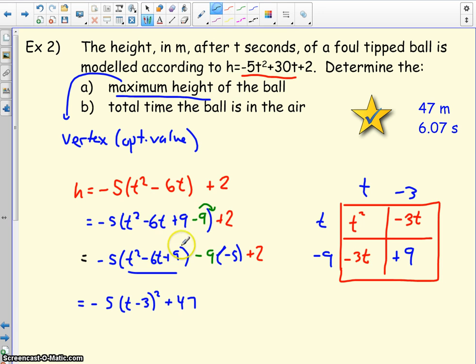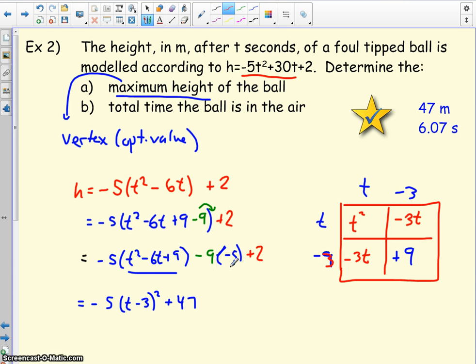So in the next step, when I don't need the negative 9 to make the perfect square and I kick it out of the bracket, I have to remember to multiply it by that a value, that negative 5. Okay, so t squared minus 6t plus 9 factors into t minus 3 times t minus 3. Tiny little mistake here, t minus 3 times t minus 3, which is t minus 3 all squared. Out here I have negative 9 times negative 5, which is 45, plus 2 is 47.